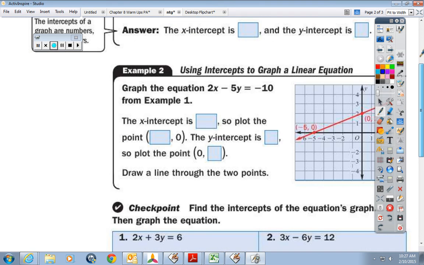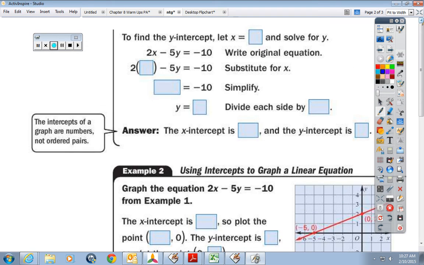Okay, so now I'm going to do the same thing. I'm going to find a whole different ordered pair, except this time I'm going to replace x with 0. So what's 2 times 0? 0. And so now I'm just left with -5 times y equals -10. Now what would I do? Divide both sides by -5. Negative 10 divided by negative 5?